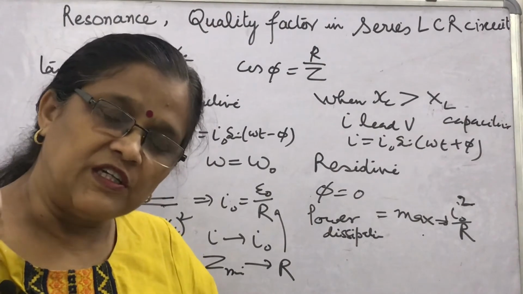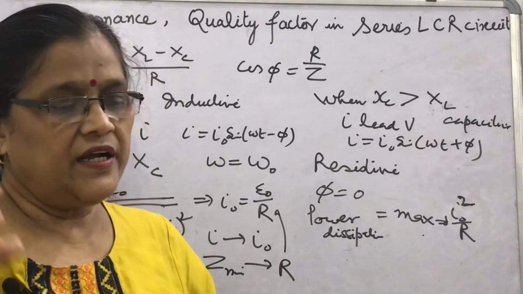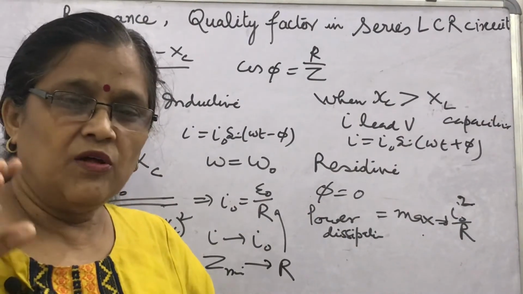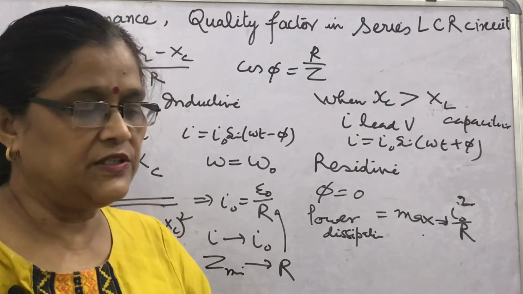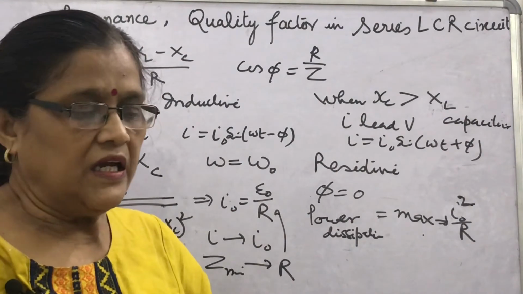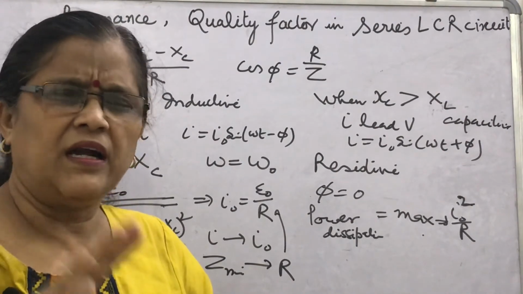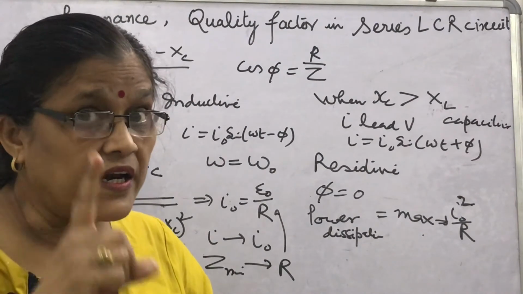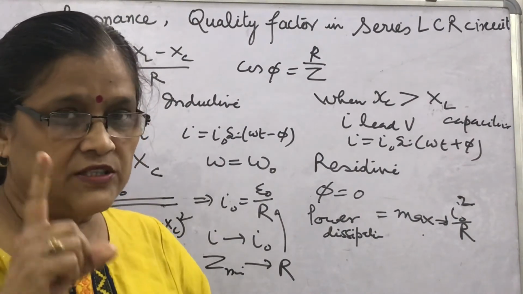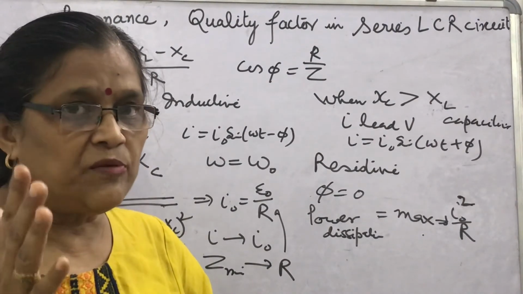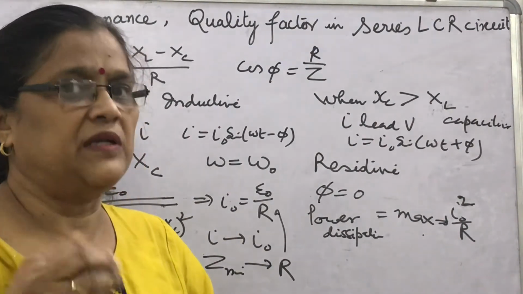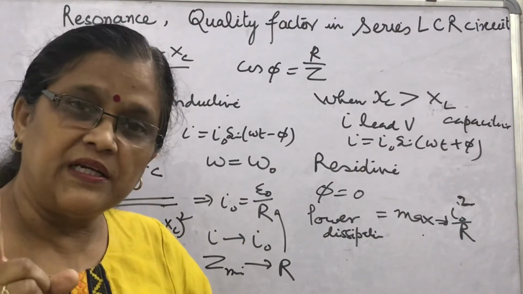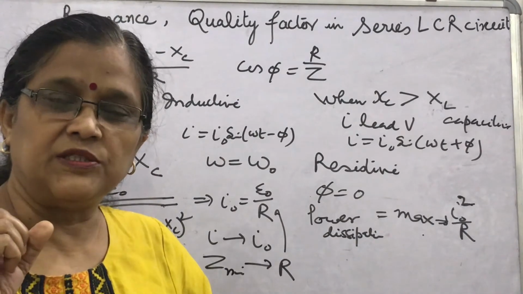Now series resonance can occur at all values of R resistance. That is, at what frequency resonance will occur, it is not decided by R. The R resistance doesn't affect it, but R affects the current at resonance. Whether resonance is sharper or flatter depends on the value of R. Remember, resistance brings sharpness at resonance.